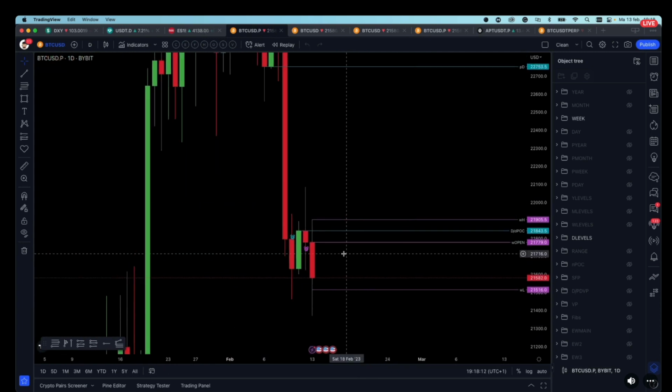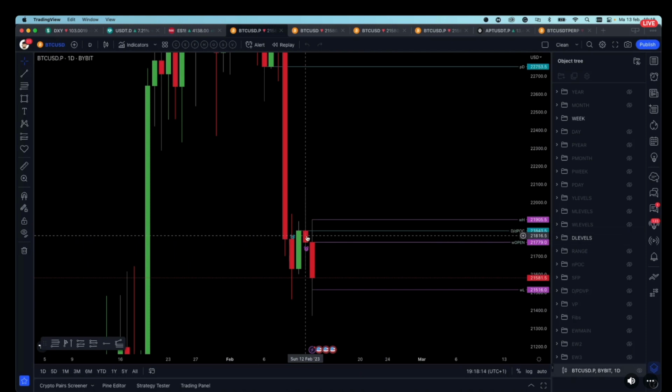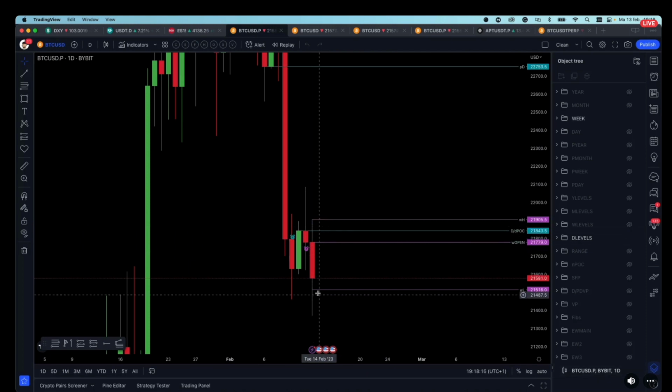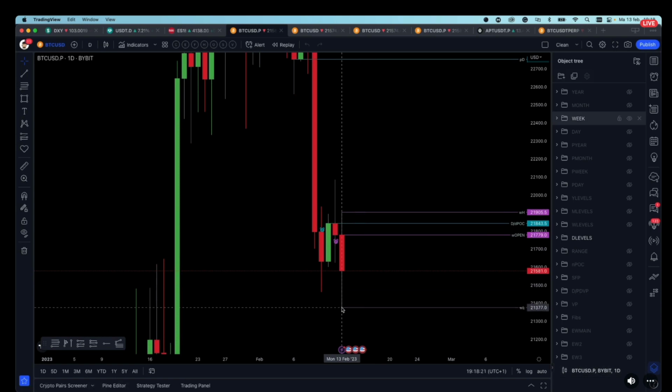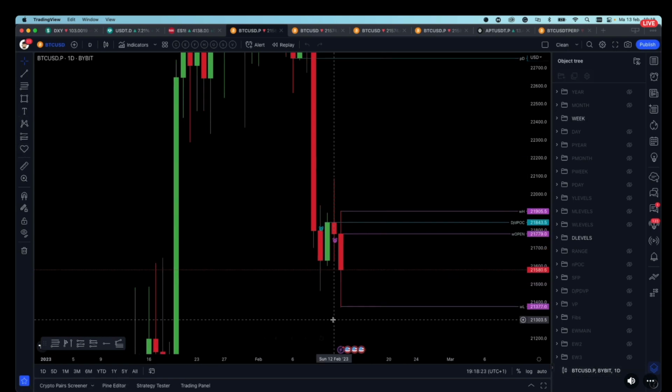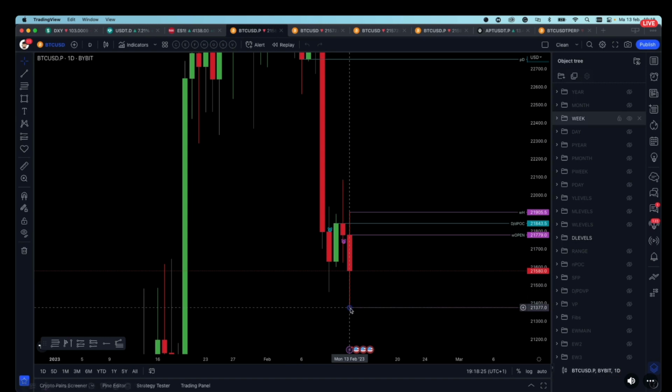You can see we had this daily level. It fell down, tested it, and now we are currently at the weekly low, which is right here. So you can see how these levels work.